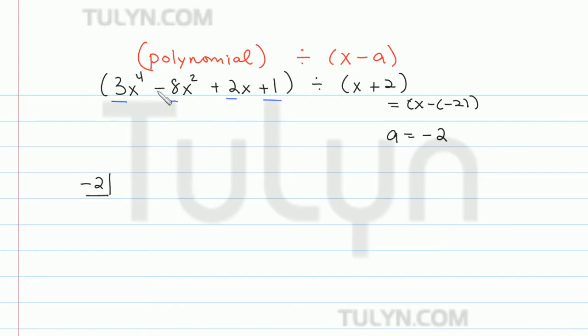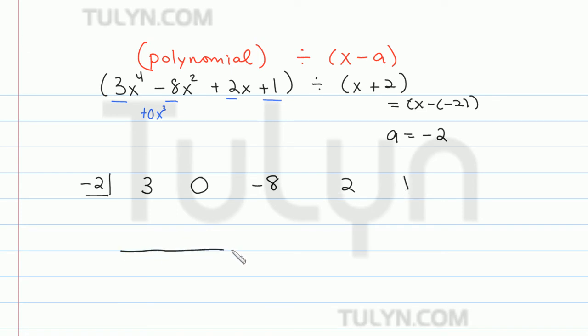But notice that there's a missing term, right? In particular, an x cubed term. So what I want to do is insert a 0x cubed into this polynomial. It's not changing anything, right? Because 0 times anything is going to be 0. But what this will do is we're going to insert a 0 into our row for the missing term. So we want to write 3, 0, negative 8, positive 2, or just 2, excuse me, and then 1.